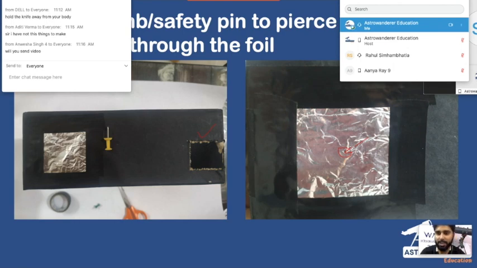Yes, Anvesha, I'm going to send you the video. Don't worry. Aditi, you do not have these things? I believe aluminum foil, just try.